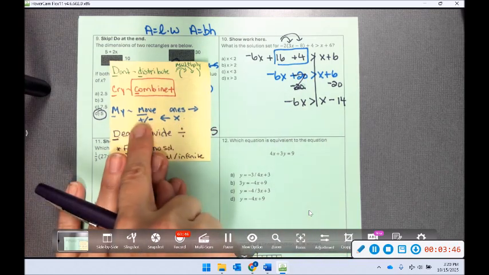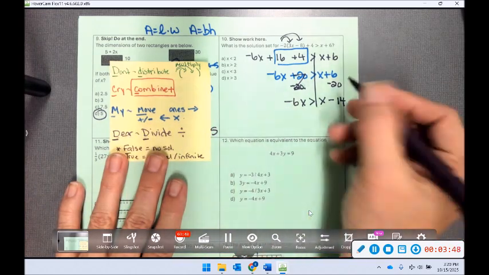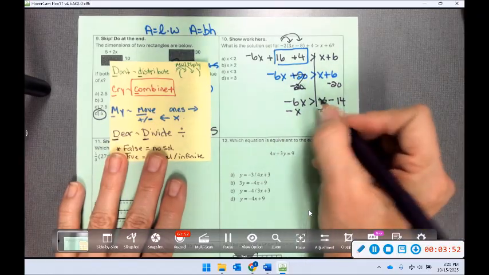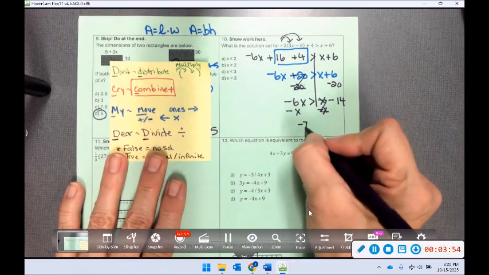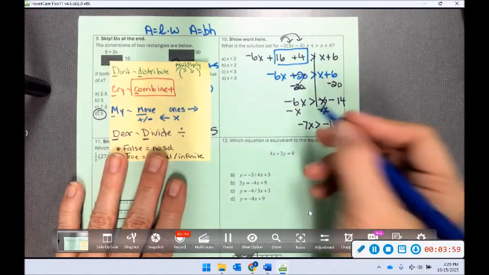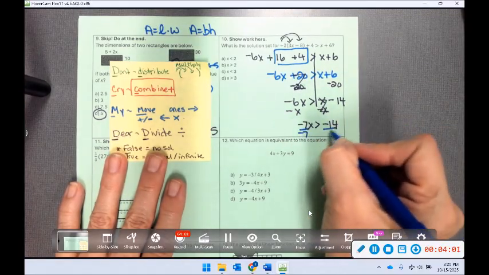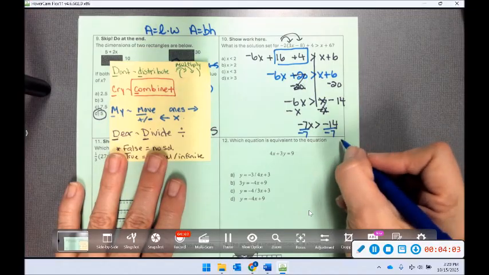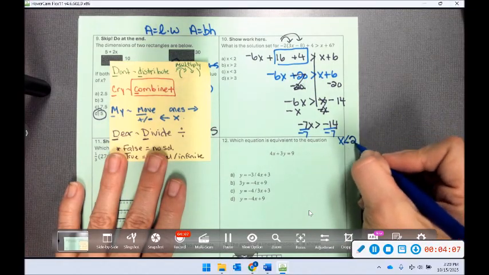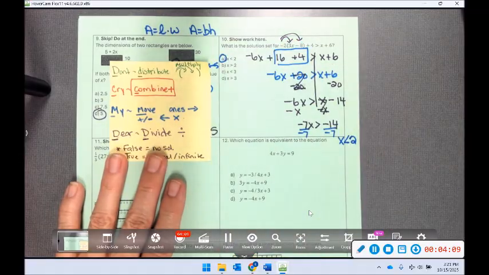Now I'm going to move my x's to the left, so I have to get rid of this one. So a positive x, I need a negative x on both sides. Negative 6 and negative 1 is negative 7x is greater than negative 14. The last step is divide. I'm dividing by a negative, so I'm going to remember to flip my sign. Negative 14 divided by negative 7 is a positive 2. The answer was A.